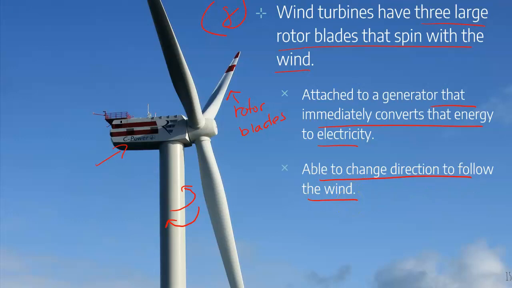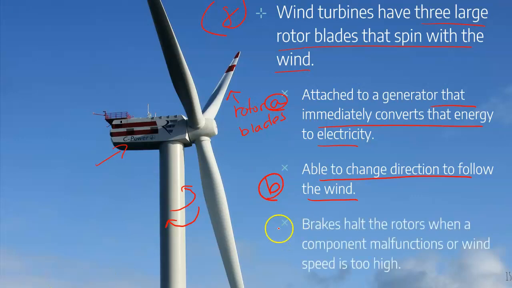Okay, so this is direction. This is A. This is B. All right, and the following one is C. This is C. All right, the brakes halt the rotors.